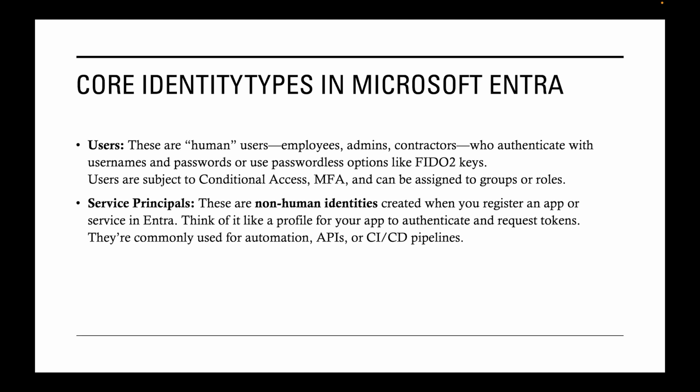Then you have service principals. These are non-human identities created when you register an app or a service in Entra. Think of it like a profile for your app to authenticate and request tokens. They're commonly used for automation, APIs, and CI/CD pipelines. So service principals are essentially for authentication purposes.